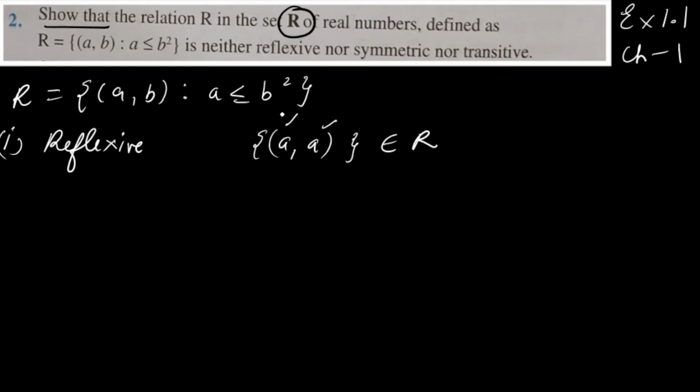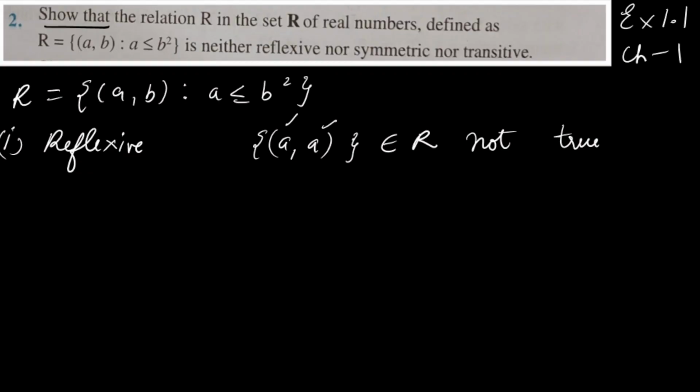So let's check that. We have to choose the elements from the set of real numbers. See, this bold R they have written is the set of real numbers. Real number means every number on a number line: positive, negative, fraction, zero. We have to check whether this result is true for all real numbers. If for even a single real number this result is not true, that means the given relation is not reflexive.